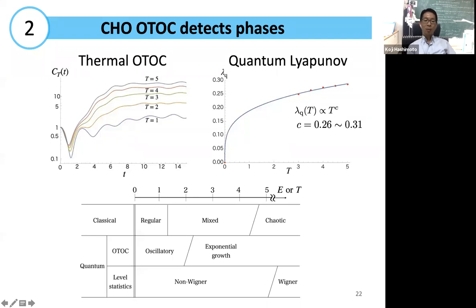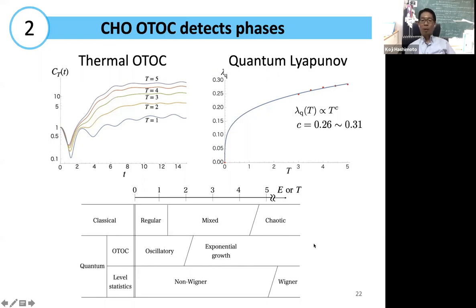And what about the quantum result? We looked at thermal OTOC. For lower temperature, the system is oscillatory, but at higher temperature, there is an exponential growth. So this is completely corresponding to the indication of this classical chaotic behavior, fortunately.